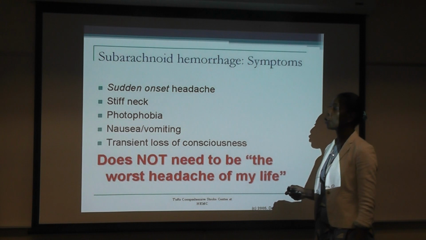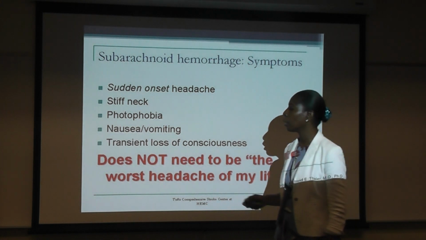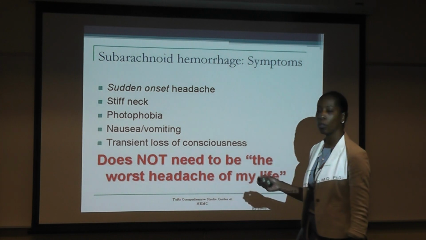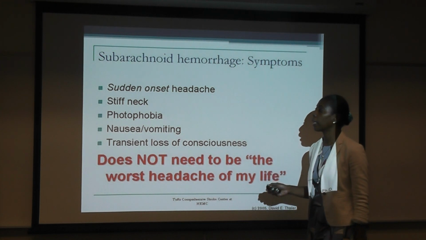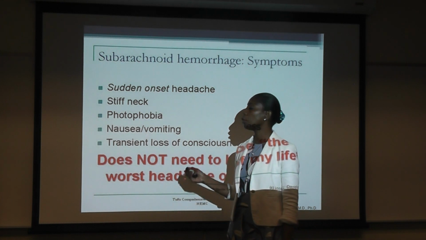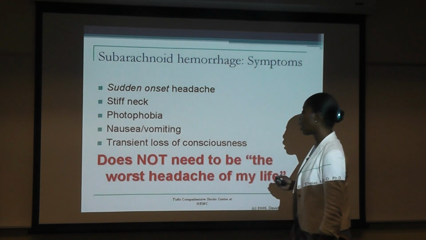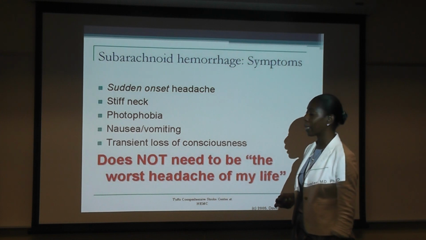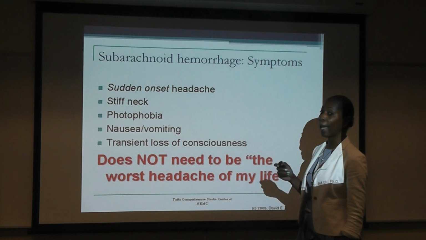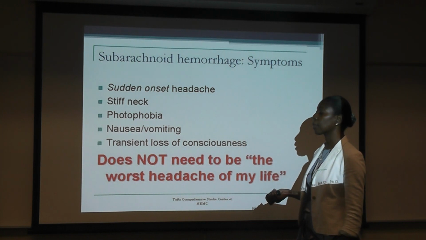Okay, so what usually happens? Sudden onset headache, meningeal signs or meningismus, nuchal rigidity, that's where your stiff neck is, photophobia, inability to tolerate light. They'll come in with nausea, vomiting, and transient loss of consciousness can happen. Again, it does not need to be the worst headache of their life. It can be, but it does not necessarily have to be.